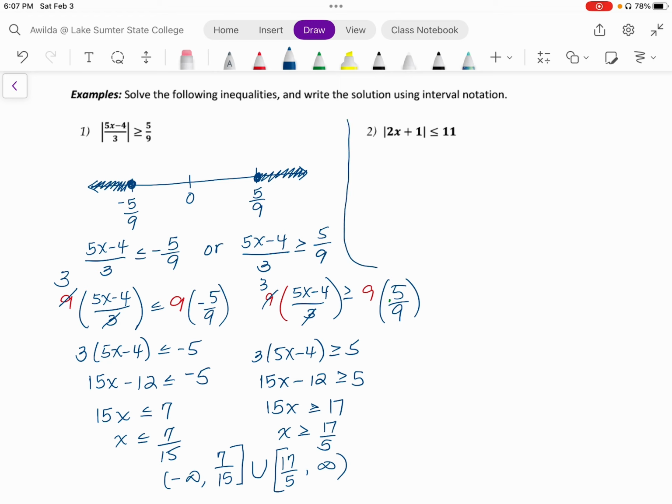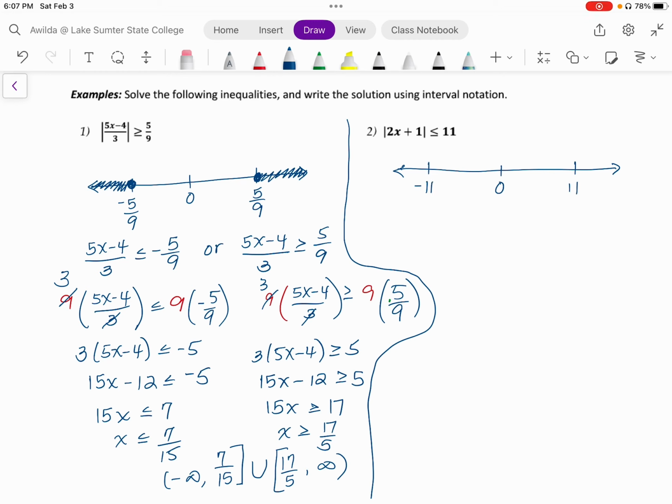Now, let's look at what is different with the next problem. We have the absolute value of 2x plus 1 is less than or equal to 11. Here, the distance from 0 is 11 or less. So again, I like visualizing the work with the number line. We'll say that 0 is there. Here's positive 11, and here's negative 11.